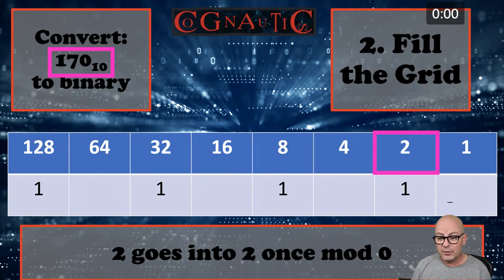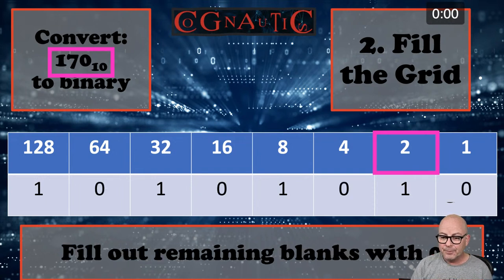So guess what we draw in the 2 column? We draw a 1, and what happens to the rest? We simply fill it out with zeros. Ta-da! That's it. Easy peasy, isn't it? So that is your denary to binary, binary to denary.